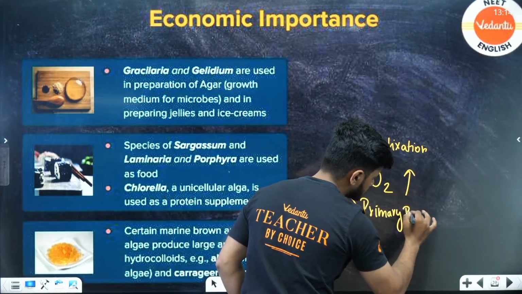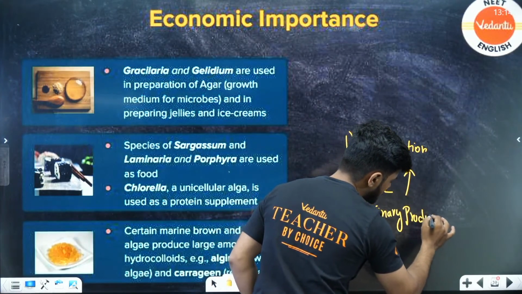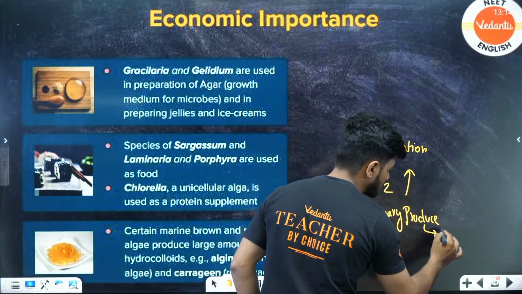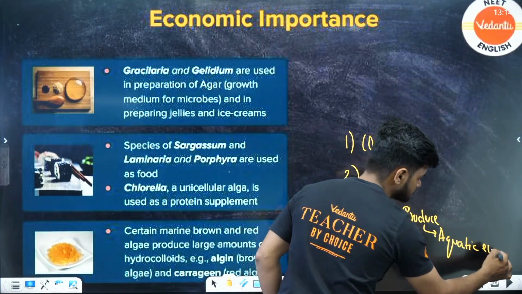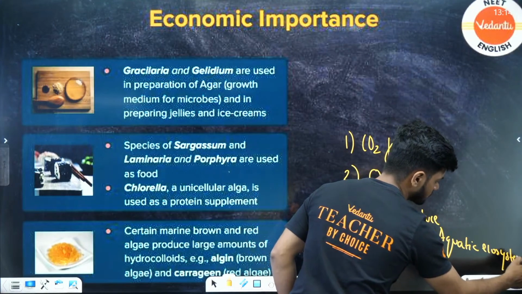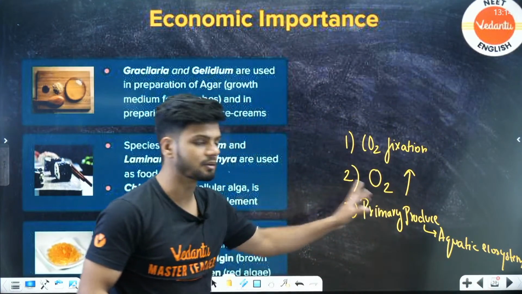Primary producer, in aquatic mostly, it's aquatic, right? In an aquatic ecosystem, it is a primary producer.